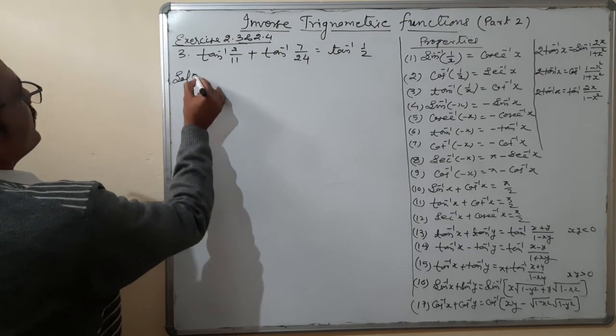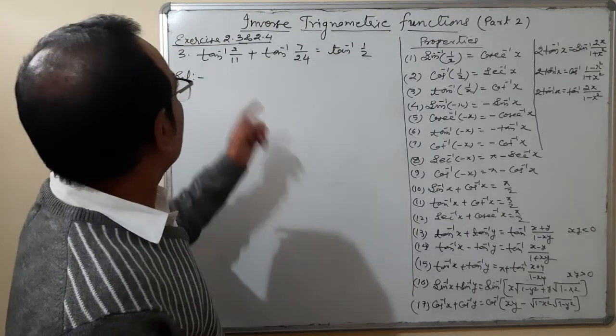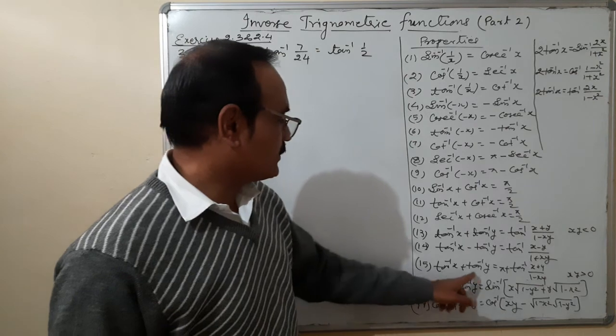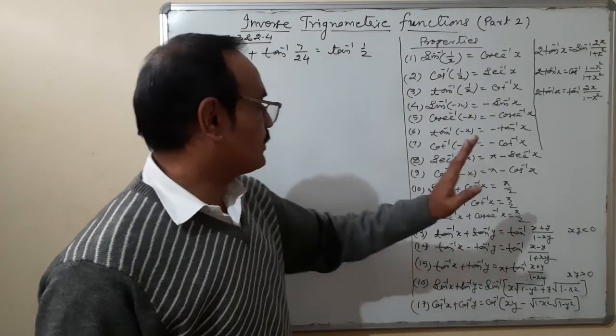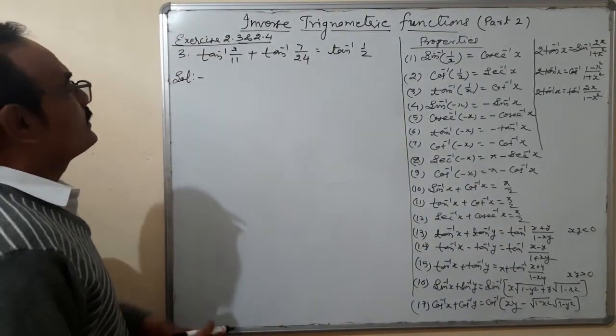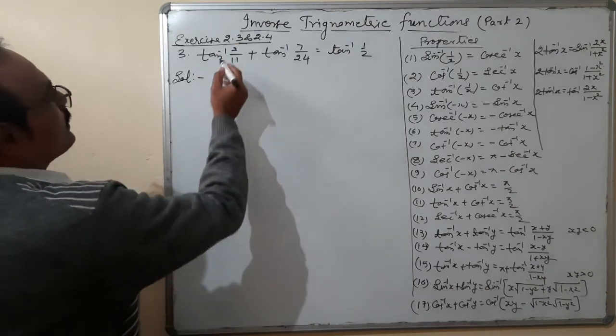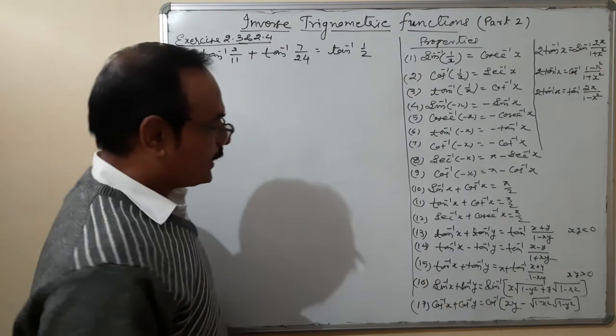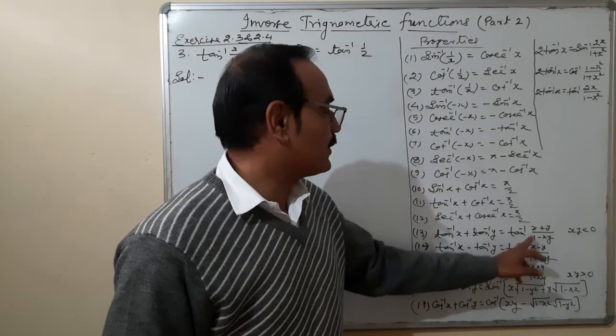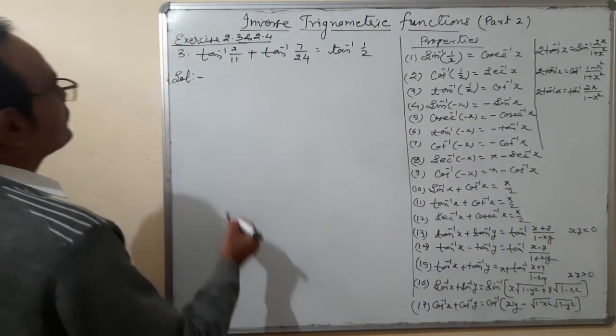We'll see all the properties are there. You will remember these properties. Tan inverse x plus tan inverse y. This formula will be applicable here where x, y are rational numbers less than 1. Okay. So I can use the direct formula here. Tan inverse x plus tan inverse y is equal to tan inverse x plus y upon 1 minus xy.